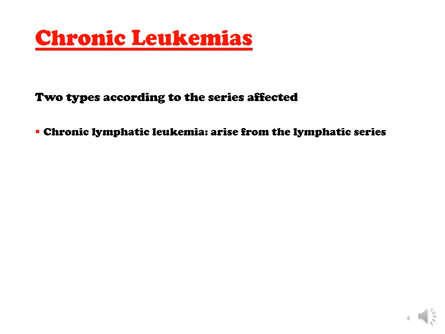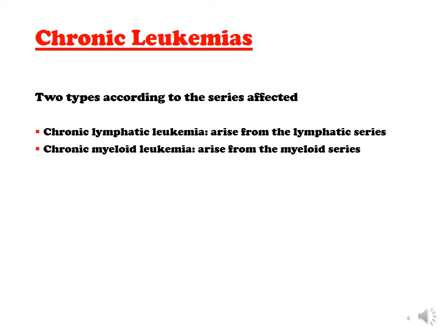What are the types of chronic leukemia? We have two types. Either it's chronic lymphocytic leukemia, and you have to take care that it is not chronic lymphoblastic leukemia, because in the chronic leukemias, as we have mentioned in the previous slide, we have more mature cells, and in chronic lymphocytic leukemia specifically we have small mature lymphocytes, so it's not lymphoblast. So we have to say it's not chronic lymphoblastic leukemia. It arises from the lymphatic series, and chronic myeloid leukemia arises from the myeloid.